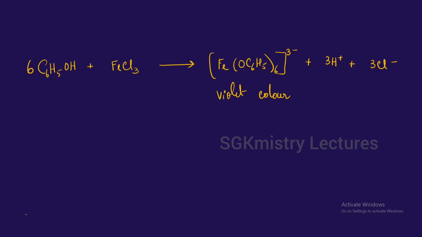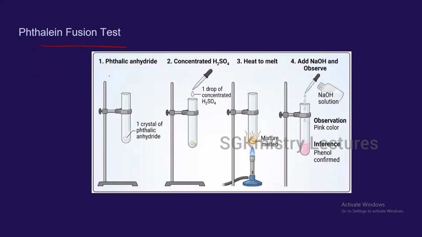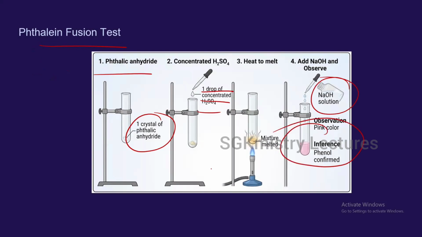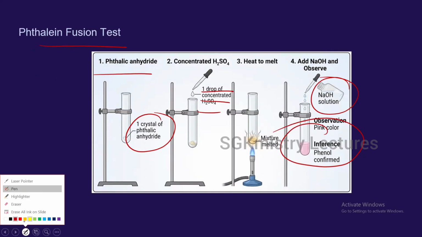The next test to conduct for phenols is the phthalein fusion test. Take the substance in a dry test tube and add one crystal of phthalic anhydride. Add one drop of concentrated sulfuric acid, heat until it melts, cool it, and then add NaOH solution. The observation is a pink color. If the pink color is obtained, phenol is confirmed.